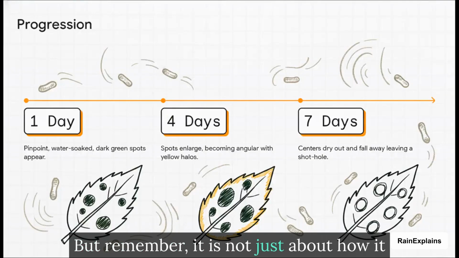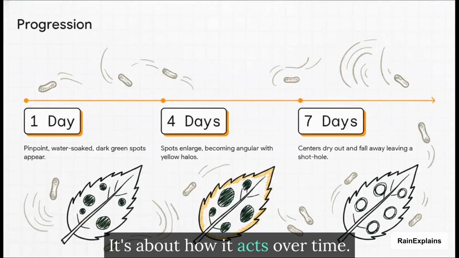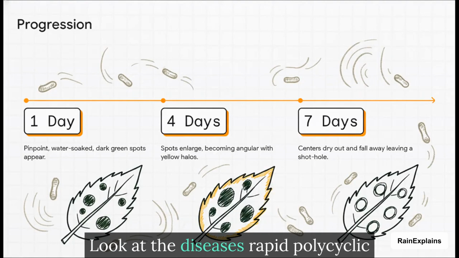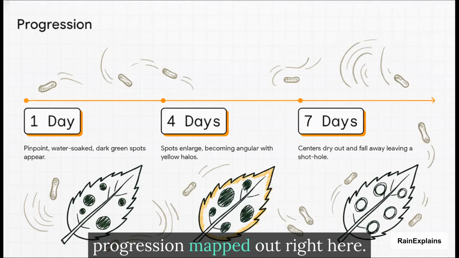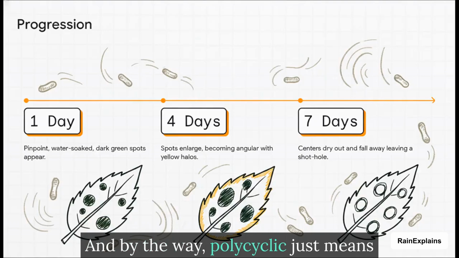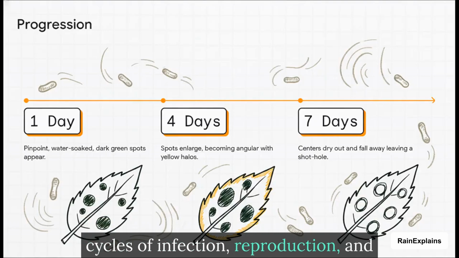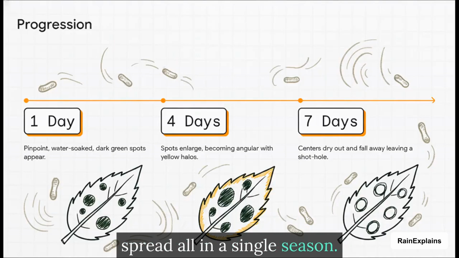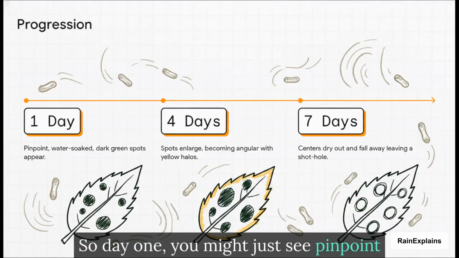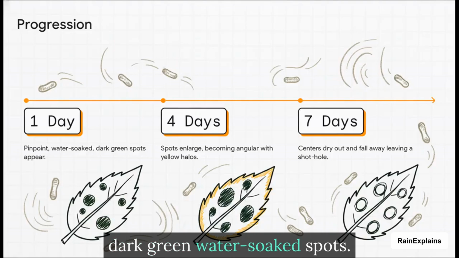But remember, it is not just about how it looks, it's about how it acts over time. Look at the disease's rapid polycyclic progression mapped out right here. And by the way, polycyclic just means the pathogen goes through multiple cycles of infection, reproduction, and spread all in a single season. So day 1, you might just see pinpoint dark green water-soaked spots.